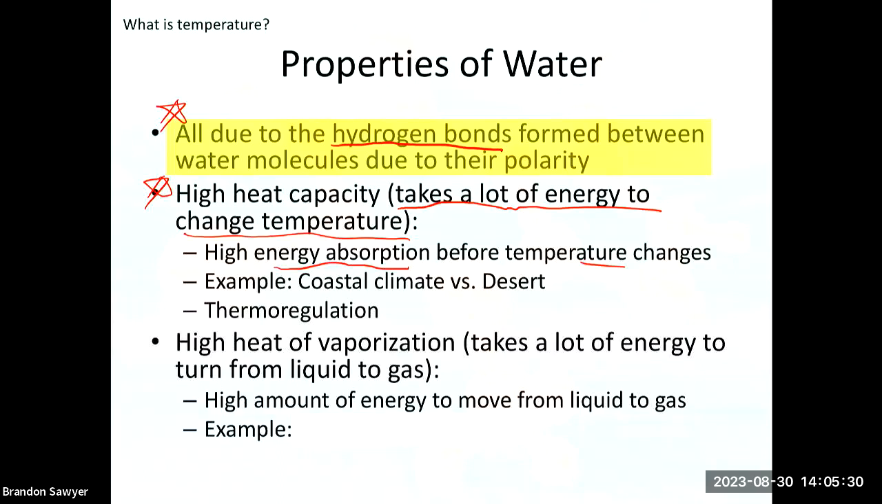And that's why water is harder to warm up than other substances that aren't polar and aren't sticking to each other. Okay, does that one make sense? Okay. All right. The other good example of this is thermoregulation, which just means the way that we control our body temperature.